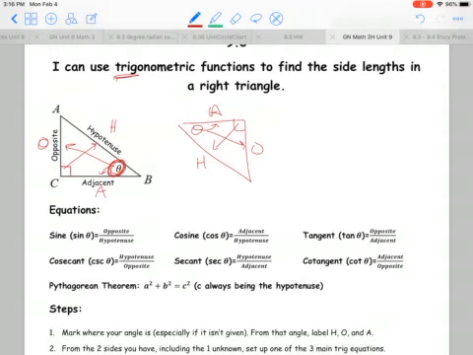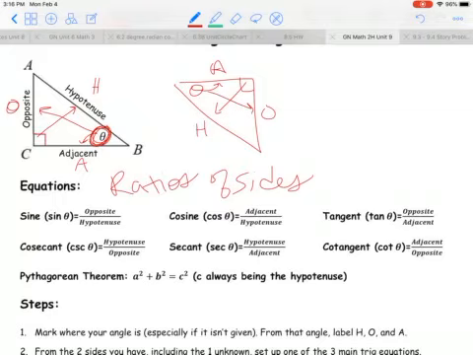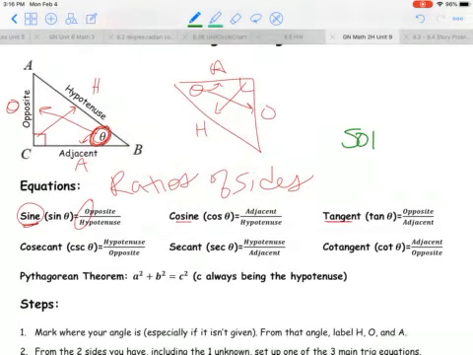We're going to be looking at some different ratios, okay? So comparing two of the sides together, and those are the trig part of this. So the first one is sine, then cosine, then tangent. And sine is opposite over hypotenuse. Okay? And we write that as SOH. So sine equals O over H.